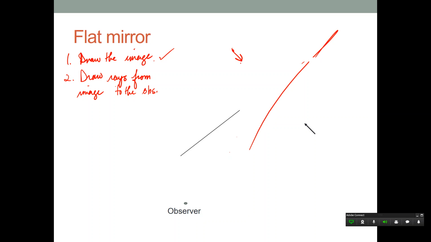So we're just going to ignore it. All right, so there's one ray going from the tip of that object to the observer, and the second ray doing the same thing. Oh boy, it's very hard to draw a straight line on it. There you go. Like that.